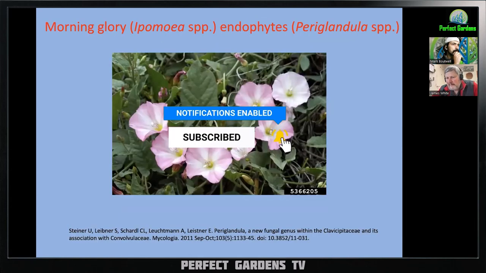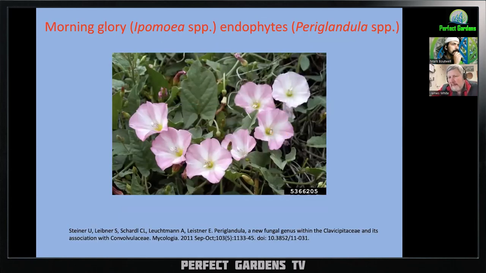But another plant that's like that is morning glories. Morning glories also have ergot alkaloids in them. So sometimes people use morning glories to get the ergot alkaloids out to create LSD, right? Because you can get these ergot alkaloids, chemically modify them, and produce LSD and other kinds of psychedelics. But the reason these morning glories have the ergot alkaloids is because they have endophytes in the genus Paraglandula. And again, this is another case where we used to think that.